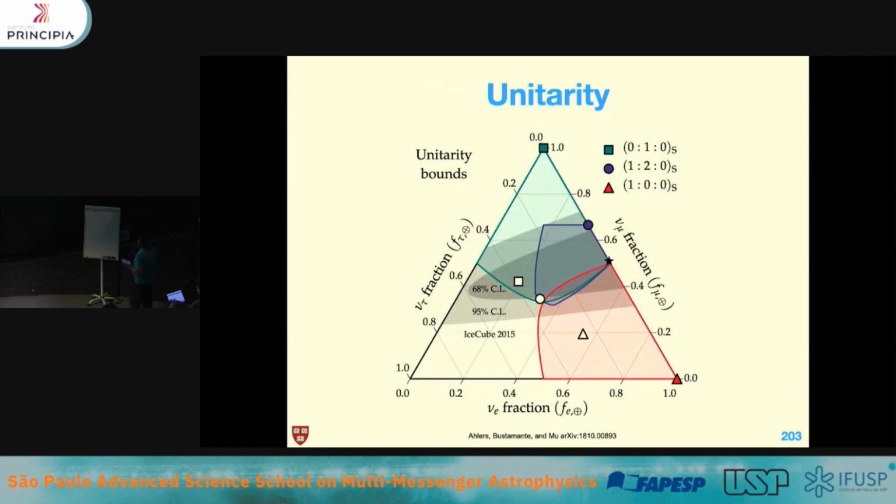So you can think about what the allowed regions of flavor space are if you assume that neutrino oscillations have to follow a unitary evolution. That means that you cannot lose neutrinos as they travel from the source to us. So that's the statement of unitarity. And it turns out that unitarity already requires some allowed regions. So for example, if I start with an electron neutrino content at the source, you can only be inside of this red region. If not, you actually violate unitarity.